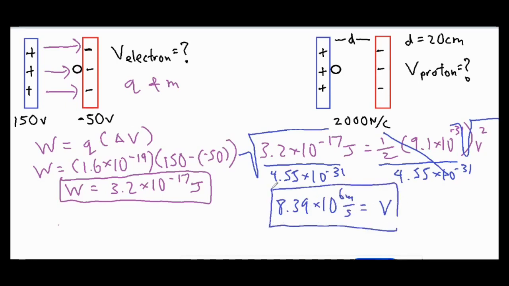So a lot of times when you're talking about charged particles that are getting accelerated, because of their really small mass, they'll tend to have a really large acceleration and have really, really high velocities. So that concludes our first problem.